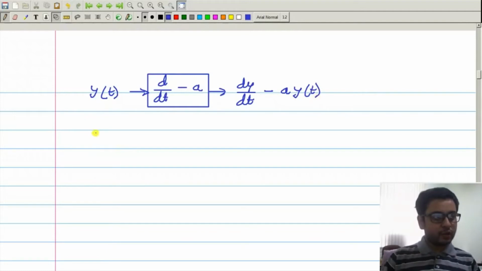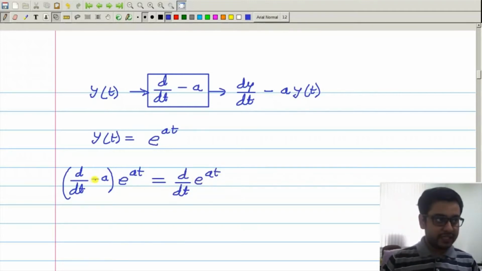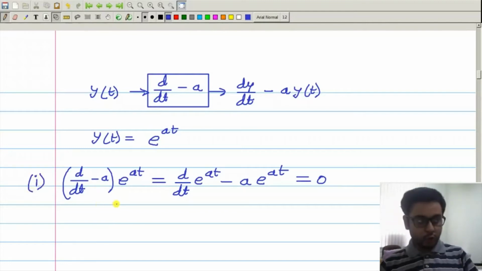Now if you take y equal to, say, e to the power at, then the result of this operation will be 0. So let me write it: d/dt minus a acting on this signal e to the power at will produce 0. Why? Let us expand. We shall get d/dt of e to the power at minus a multiplied by e to the power at, and this is equal to 0 if you carry out this derivative. So this is one important thing to note.